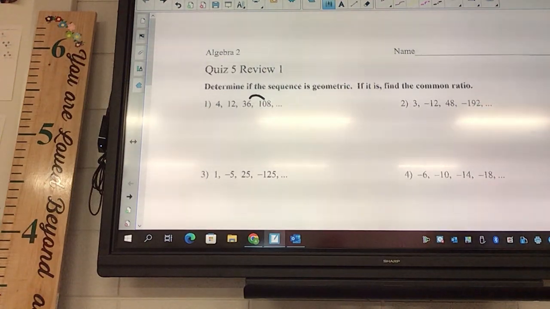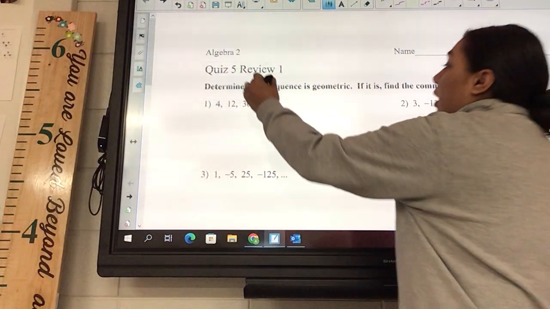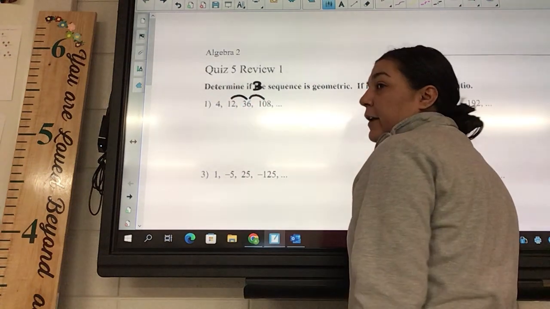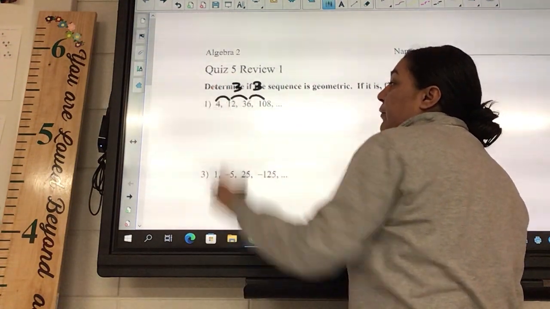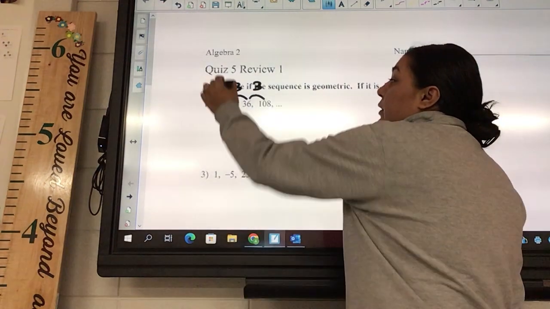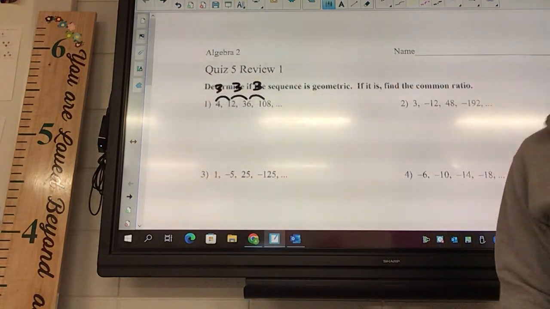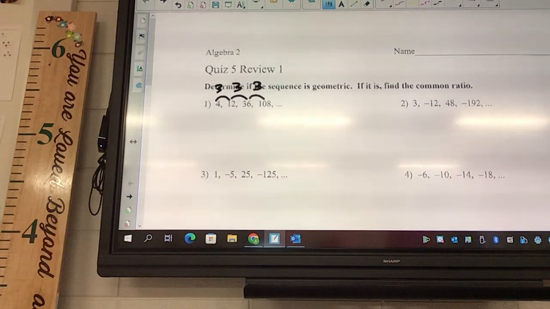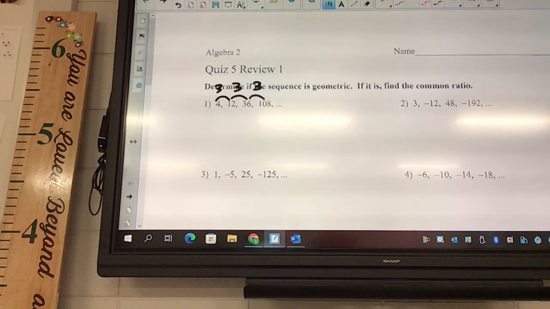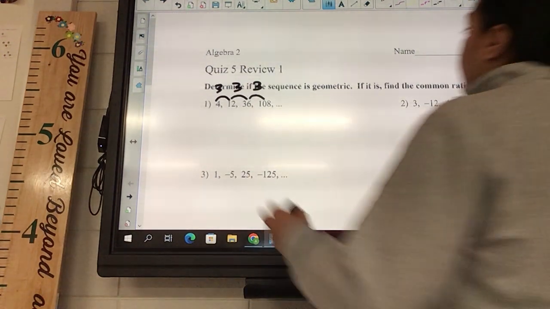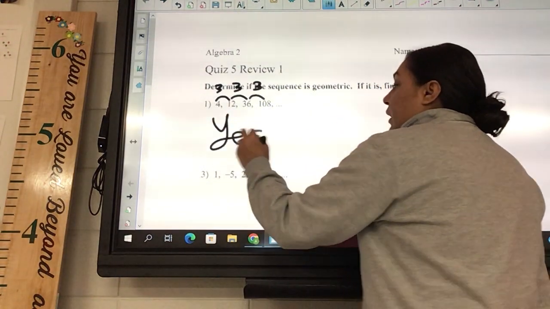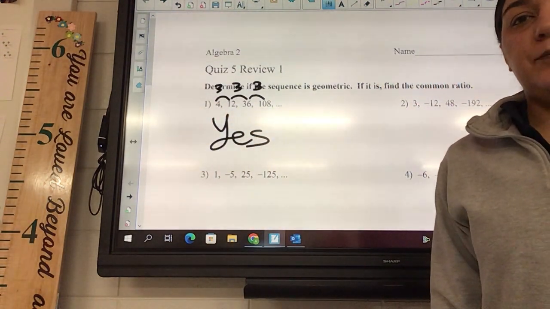So when we're talking, if it's geometric, you have to check every one. 36 divided by 12 is 3. And then 12 divided by 4 is 3. Is that geometric? Yes. They're all the same, so it is considered geometric. So you're going to say yes. What is the common ratio? 3.